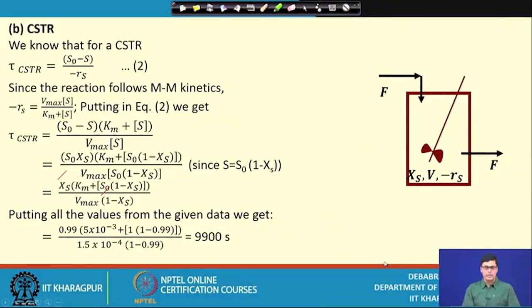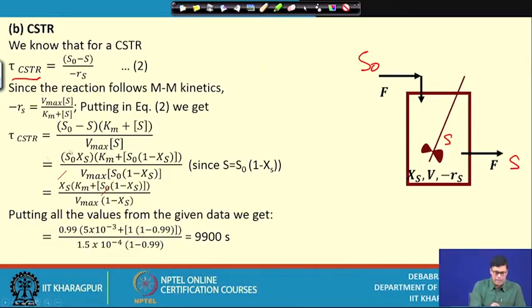Now, let us see how we can find out the volume of the CSTR. In case of the volume of the CSTR, tau CSTR is nothing but the space time of the continuous stirred tank reactor. S0 is the initial substrate concentration, minus this, minus rS. So, it is like this. Here is the S0 and here is the S. Under steady state condition, here also S, am I right?